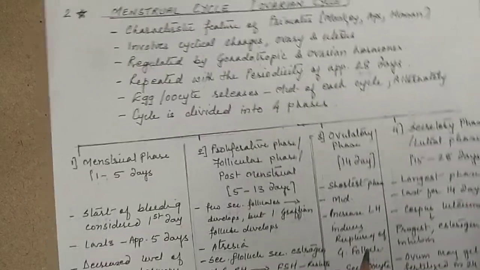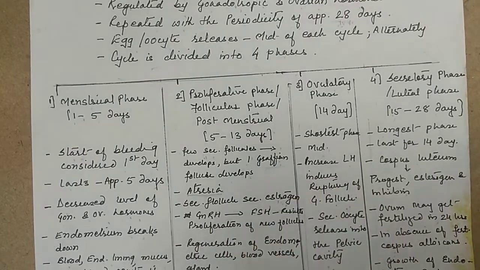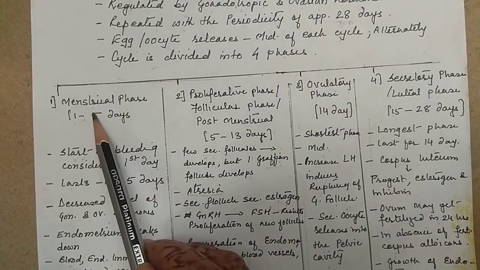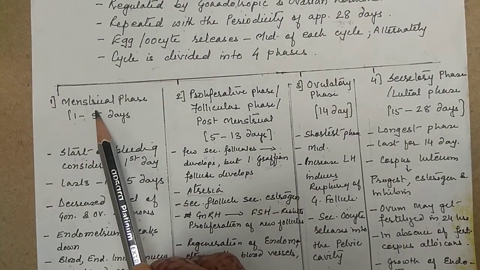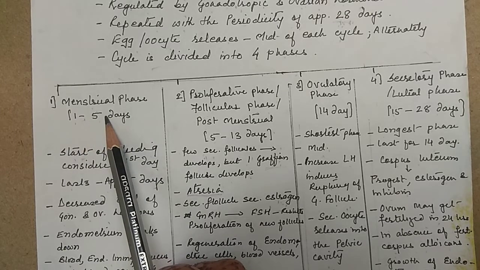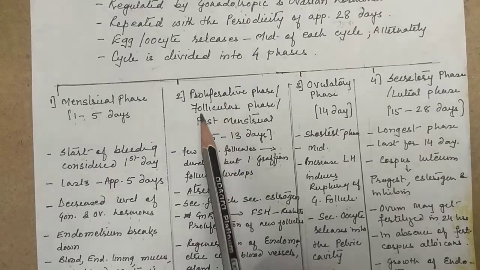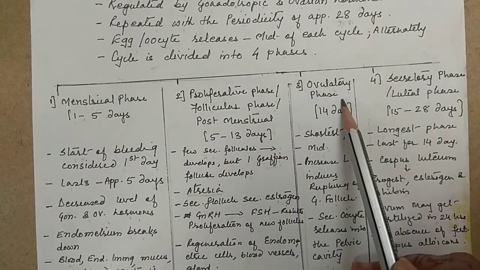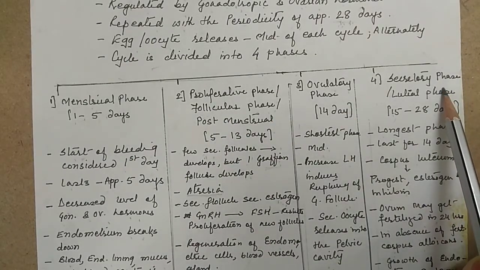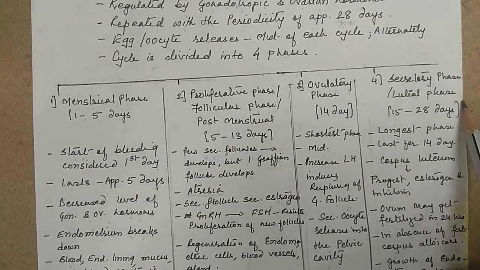Now, see, the entire cycle is divided into 4 phases, student. The first stage of the cycle is called the menstrual phase, which is the beginning of the cycle, and then the next stage is called the proliferative stage or follicular phase, then it leads to the ovulatory phase, and then the last one is the secretory or luteal phase.